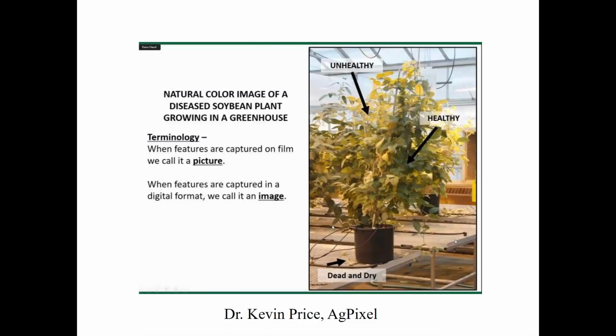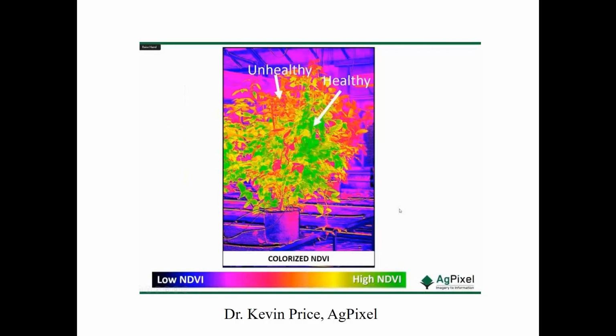Let's consider another example. This is from Kevin Price at AgPixel. Dr. Price photographed a soybean plant in a greenhouse, and notice there is a section in the top left that is labeled as unhealthy and appears yellow or chlorotic from some unspecified issue. Dr. Price will photograph the same plant with a camera or sensor that includes near-infrared bands and then process that image to produce this false color NDVI image.